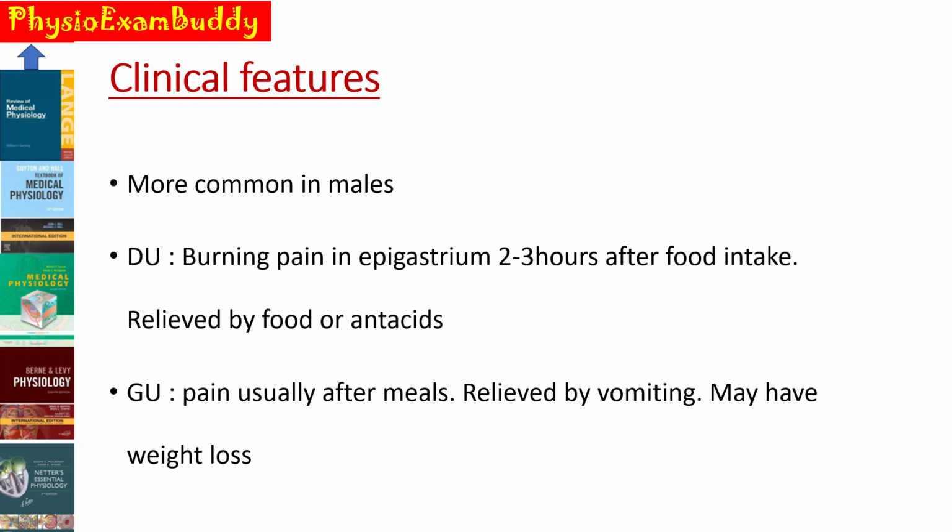Next is about clinical features of the peptic ulcer. They are more common in males and especially the duodenal ulcer. It will present like burning pain in the epigastrium, usually 2 to 3 hours after food intake and relieved by food or antacid. And if the pain usually occurs just after the meals and relieved by vomiting, it is mainly because of this gastric ulcer, and this gastric ulcer usually presents with weight loss.